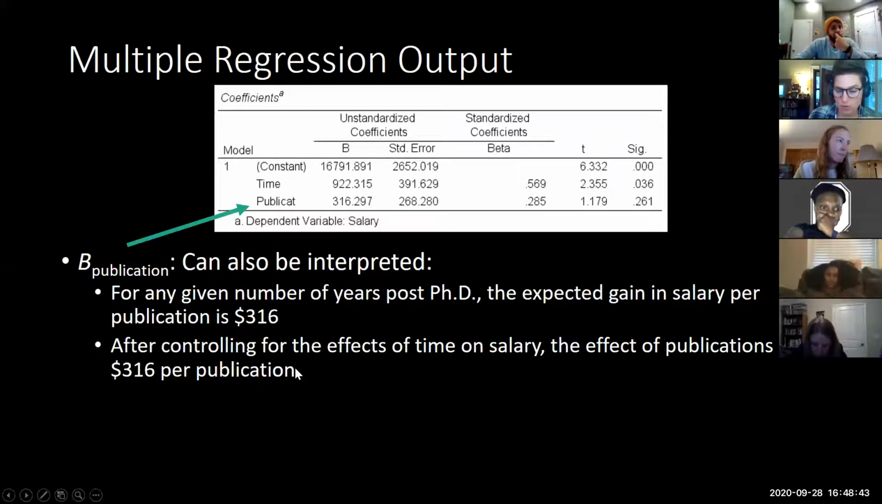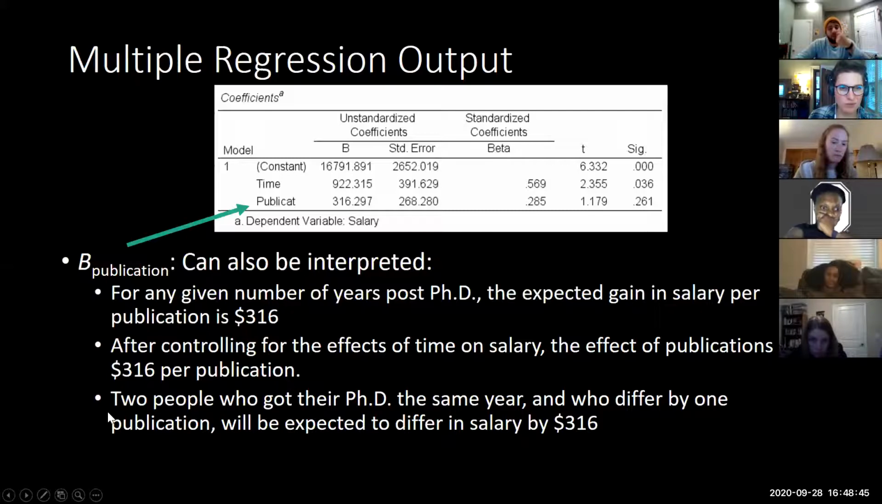Here's another one that I really like and tends to contextualize this really nicely. If you have two people who got their PhD the same year and who differ by one publication, they will be expected to differ in salary by $316. So my suggestion to you is just save this, put it aside somewhere, and trade out the names of these constructs for the names of your constructs and your numbers. One of them will probably make more sense than others to your brain. Use that one until that one feels really comfortable.